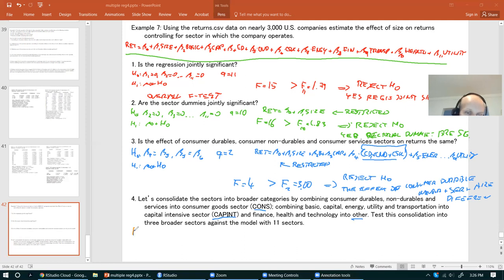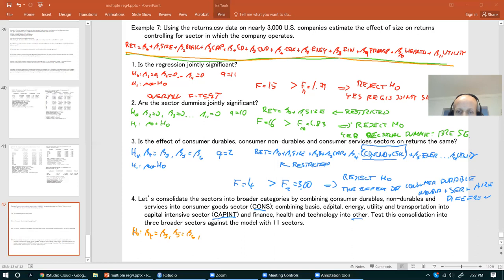So the null hypothesis says, first of all, we already know that we're consolidating consumer durables, non-durables, and services. So we can start with this first unrestricted model where everything matters and restrict that: beta 4 equals beta 5 and beta 5 equals beta 6. That's basically saying that durables, non-durables, and services all have the same effect.